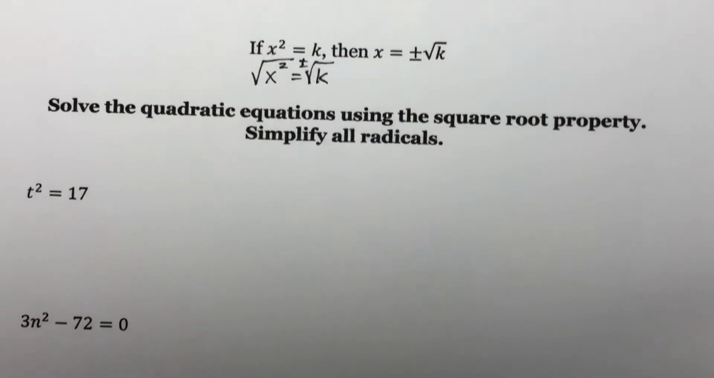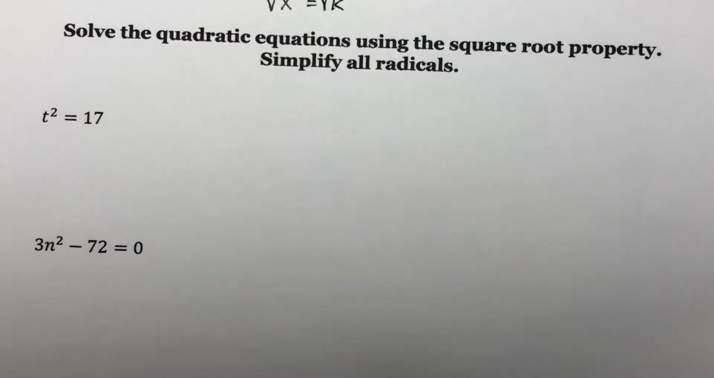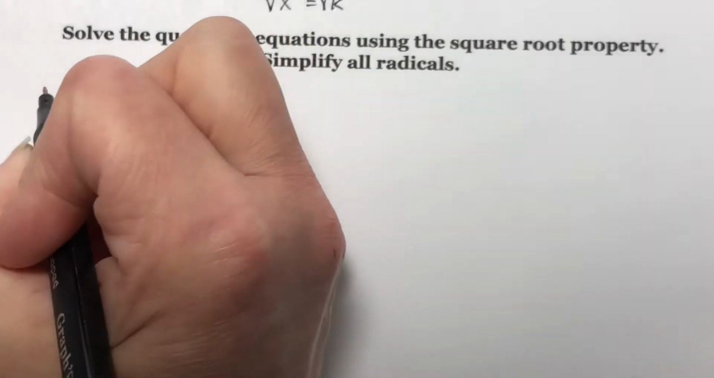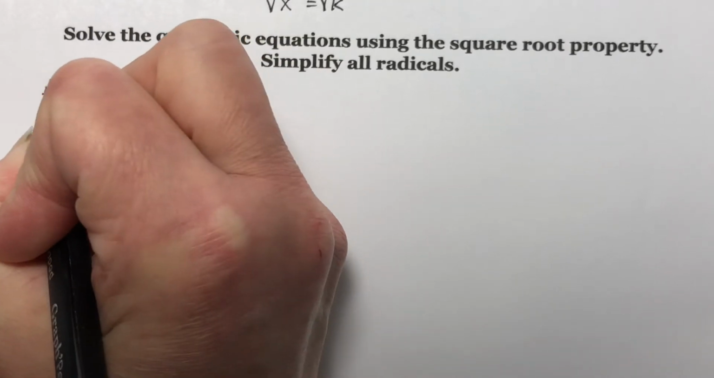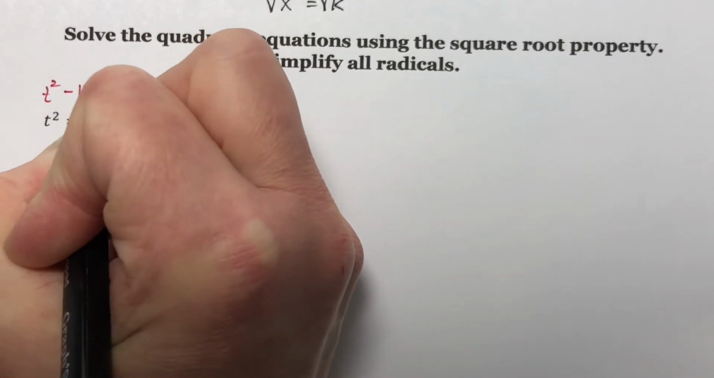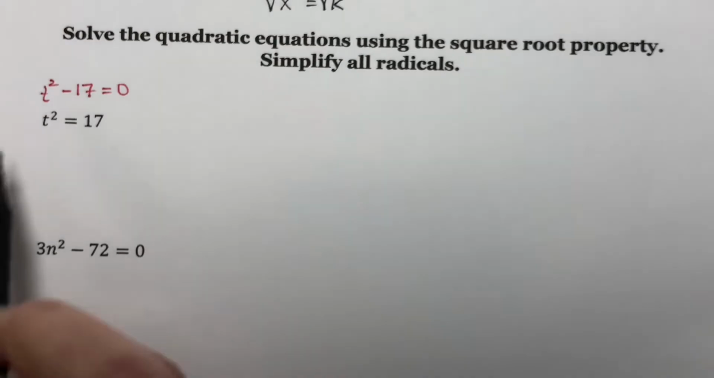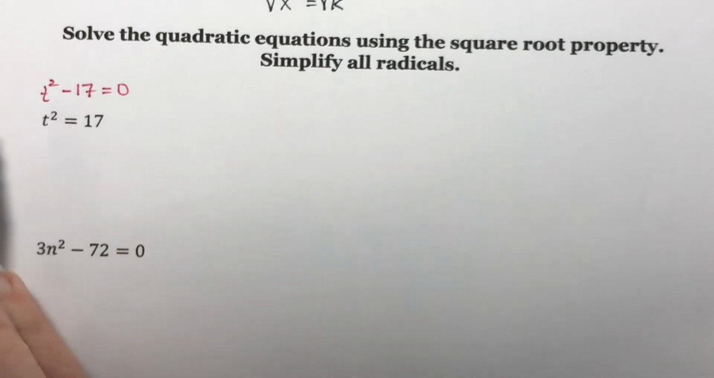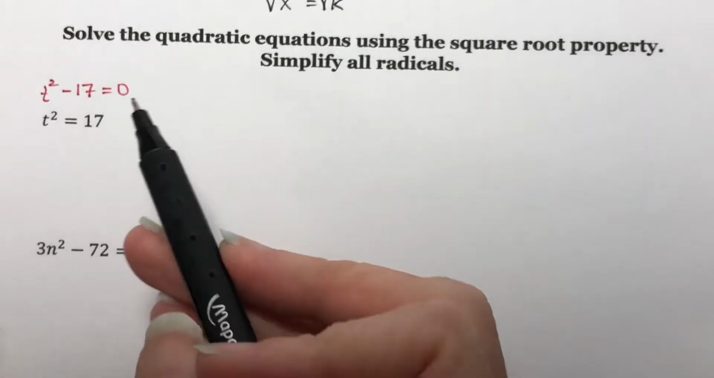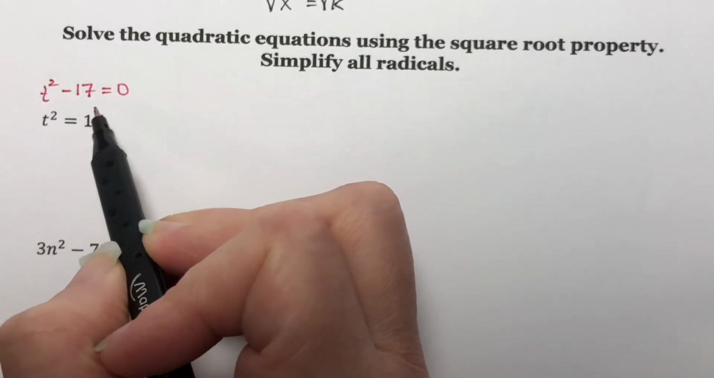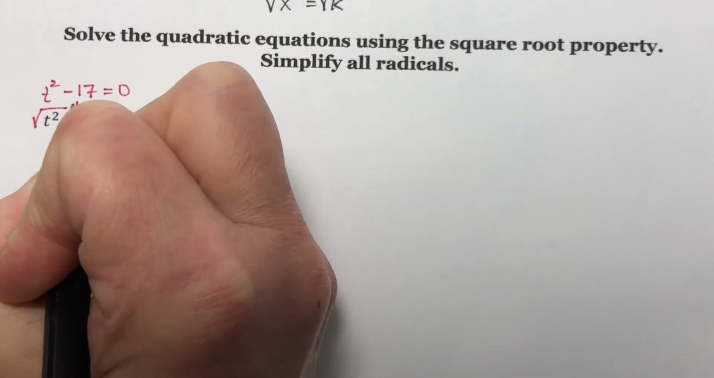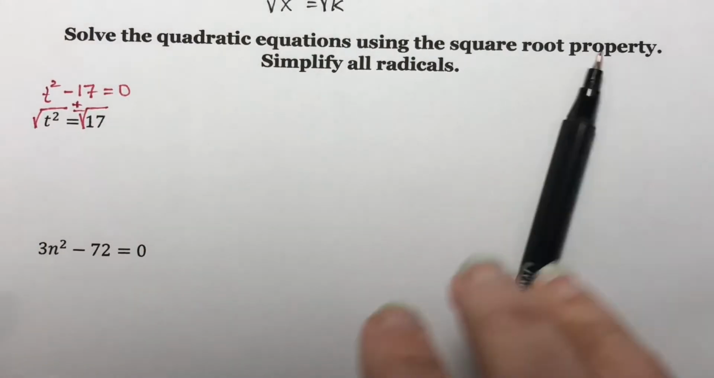So let's try one. I want to solve t squared is equal to 17. If I tried to do this using the methods we've had before, I would have moved the 17 over. I would have t squared minus 17 equals 0. And then I would try to factor this, but this is prime. So I cannot solve it by factoring. I do have something squared equal to a number, so I'm going to take the square root of both sides, but I have to remember to plug in that plus or minus.